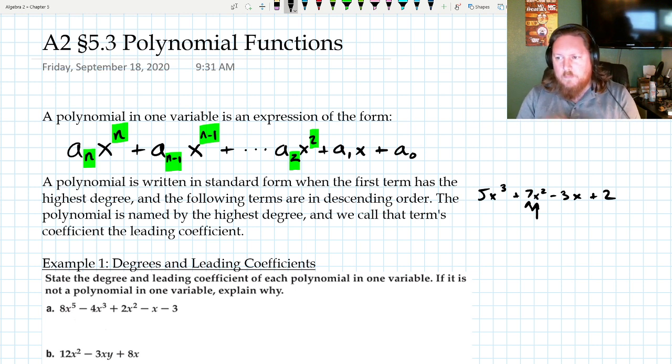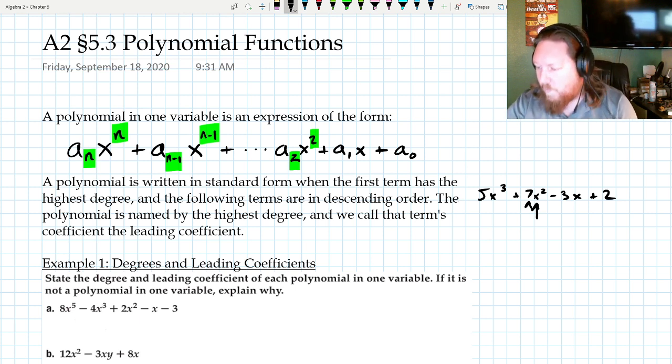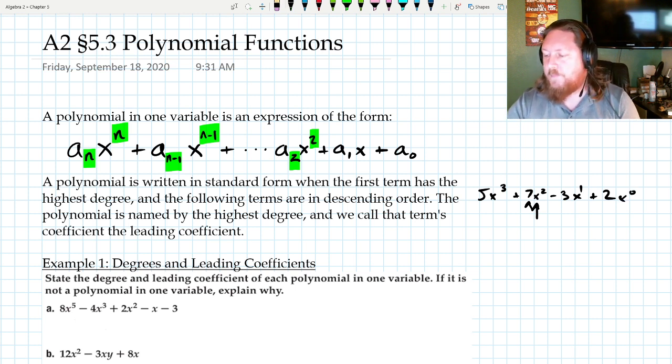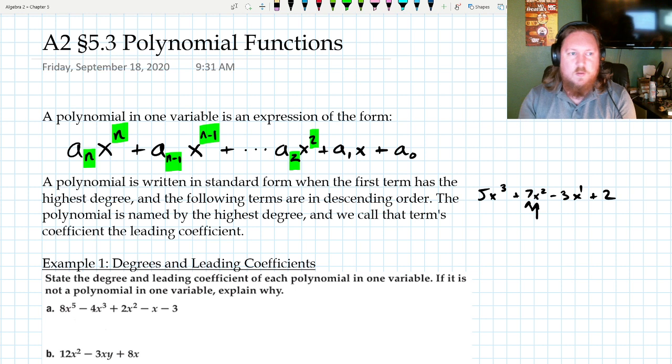Important thing here is the exponents have to be descending. 3, 2, 1, and technically that's x to the 0 over there. But we usually just don't write x to the 0 because it's always 1. So we always write them in descending order. If it's written in standard form, we like to have the coefficients be integers, but it doesn't technically have to be.